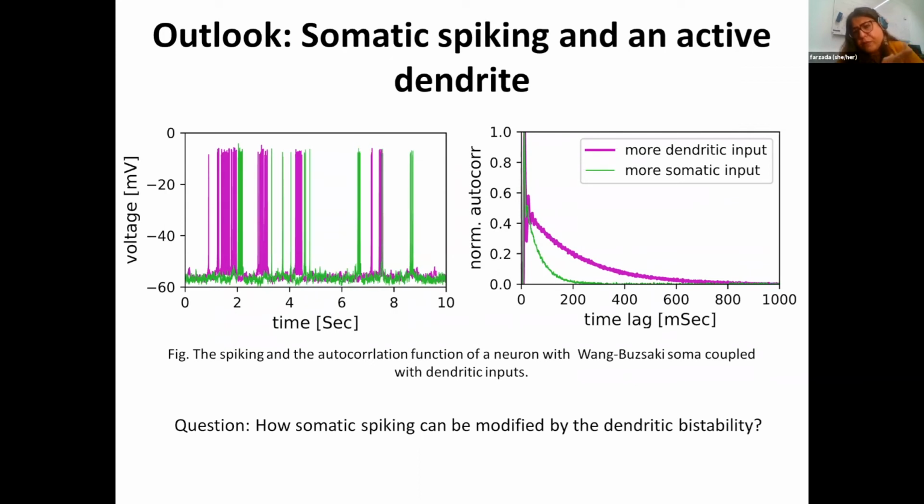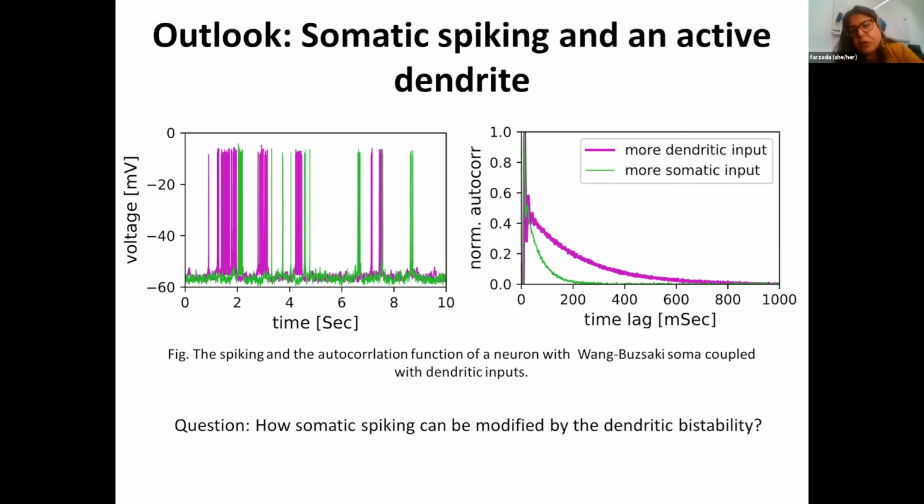If you remember the question that I posed at the beginning of the talk, I was advocating for understanding spiking mechanisms when there is an active dendrite. And here we have done a study of autocorrelations and spiking dynamics of the Wang-Buzsaki soma coupled with the dendritic input. You can see that immediately when you start to have more input to the cell come from the active dendrite, lots of burstiness of the cell emerges, and the magenta color is much more bursty compared to the green one.